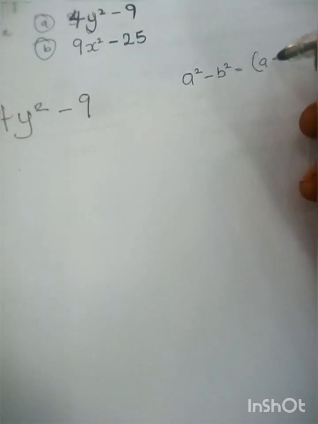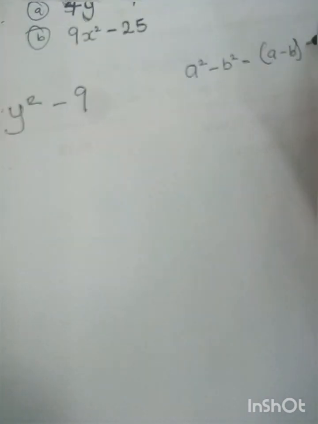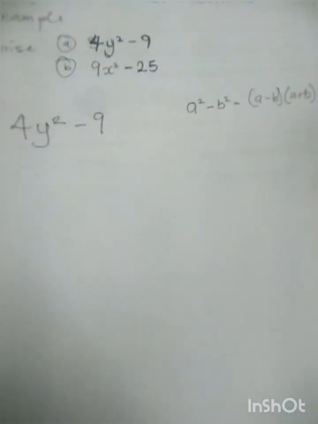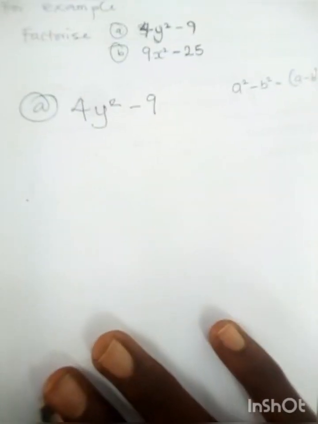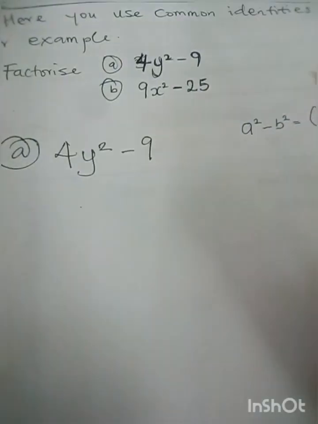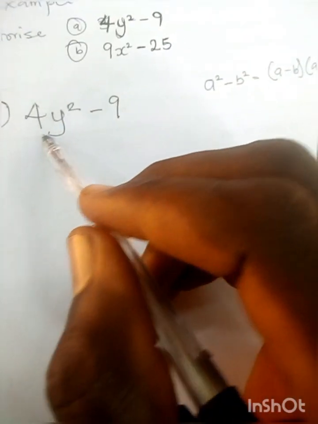A minus b into a plus b. That is just a rule. So we can get that. Now in this place, if we want to follow this rule, like I said here, that is written down here, how can we turn this to look like this?